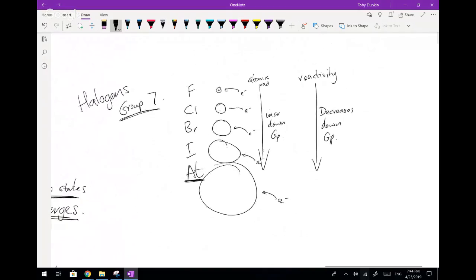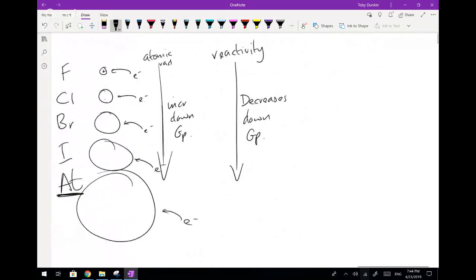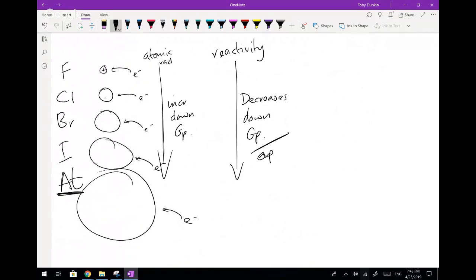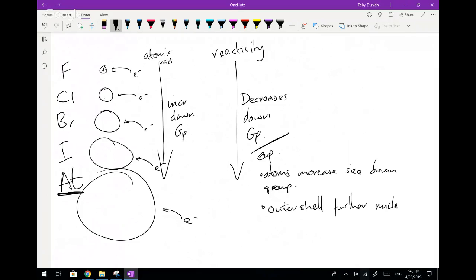So, okay, we've now done reactivity. The next one, and we've also explained it. If they asked us to explain this, we would say atoms increase in size down the group, outermost electrons, outer shell further from nucleus. Notice the similarity. Outer shell further from nucleus, harder, less attraction.